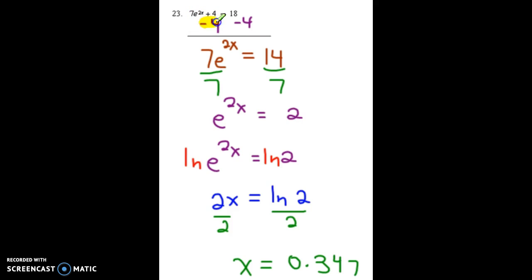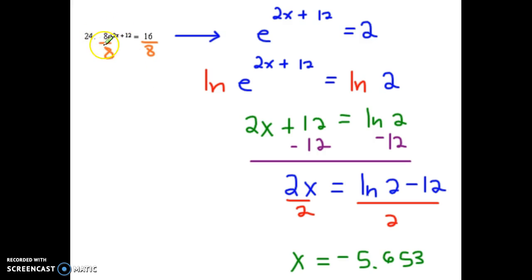In problem 23, I want to solve for x. First, I need to get x by itself, so I subtracted 4 from both sides. So I still don't have x by itself, so I'm going to divide by 7. And now I have e to the 2x. So to get rid of e, I'm going to take the natural log of both sides, because the natural log and e cancel each other out. So I end up with 2x equals the natural log of 2. Divide both sides by 2, so that's how I got that answer.